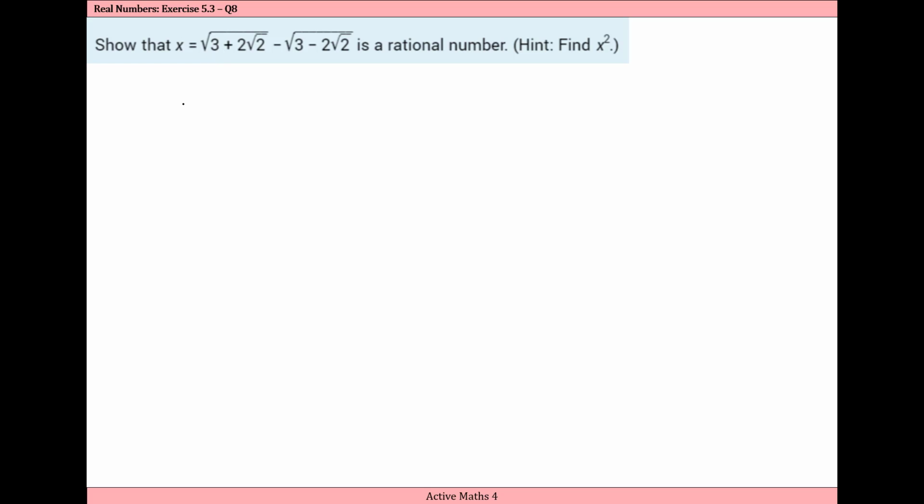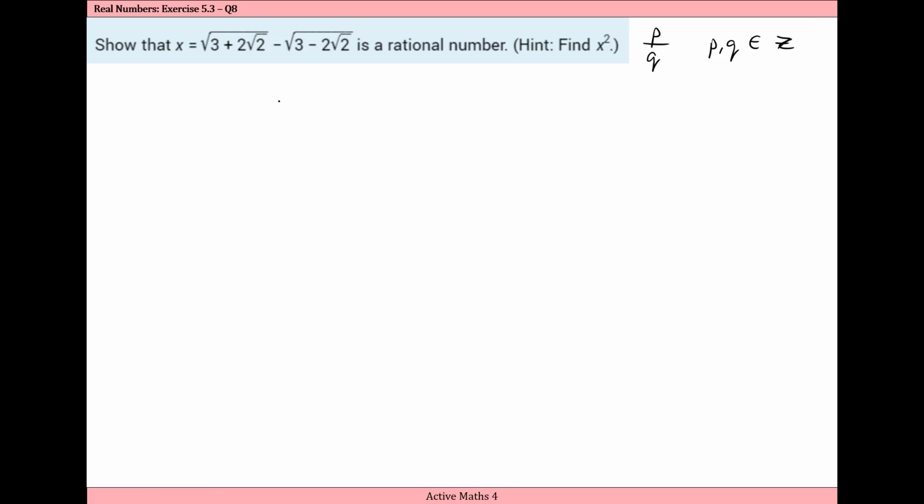So we're going to have a go at this question that asks us to show that x is a rational number. So x is equal to the root of 3 plus 2 root 2 minus the root of 3 minus 2 root 2. And to show that it's a rational number, we have to be able to express it as p over q, where p and q are both integers.